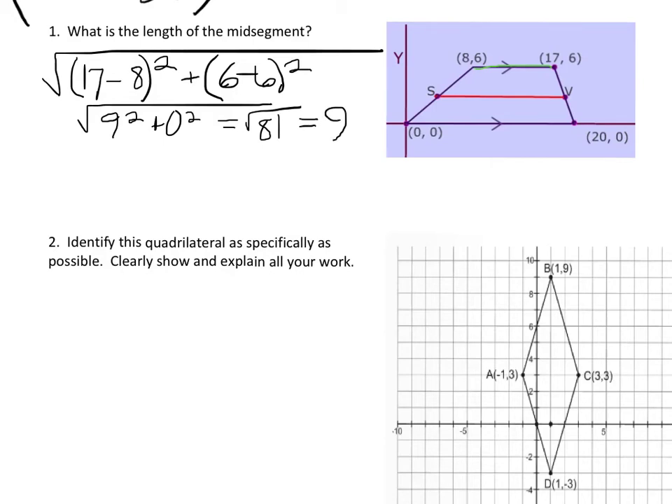And then if I was to do the other one, I could write out all of the distance formula, but for this one, since it's on the x-axis, I can kind of just see that it goes over to 20, 0, so the length of that is 20.